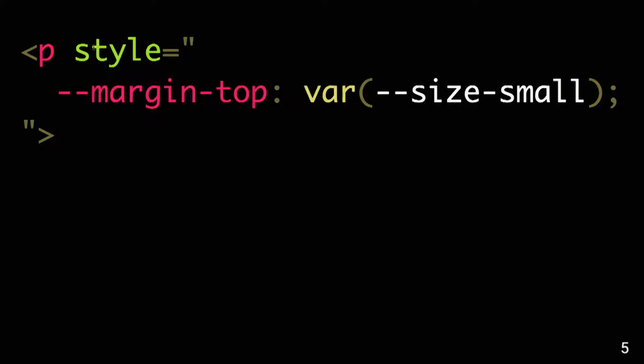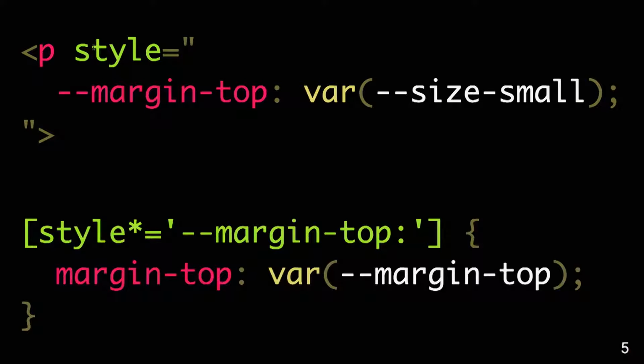Here is our element. It has some inline style. It has not a regular property, but a custom property, named margin top. And then in our CSS, what we can do is target this element with the attribute selector, which contains this definition of a property, and apply this variable to the property.